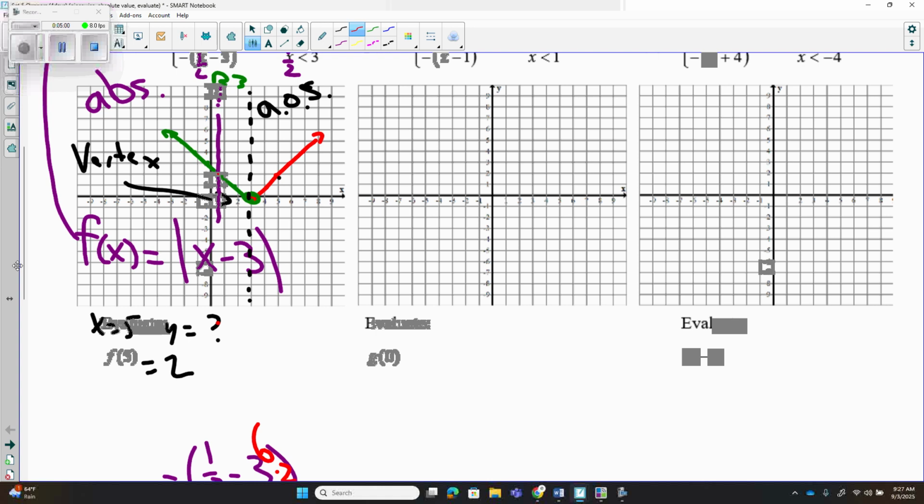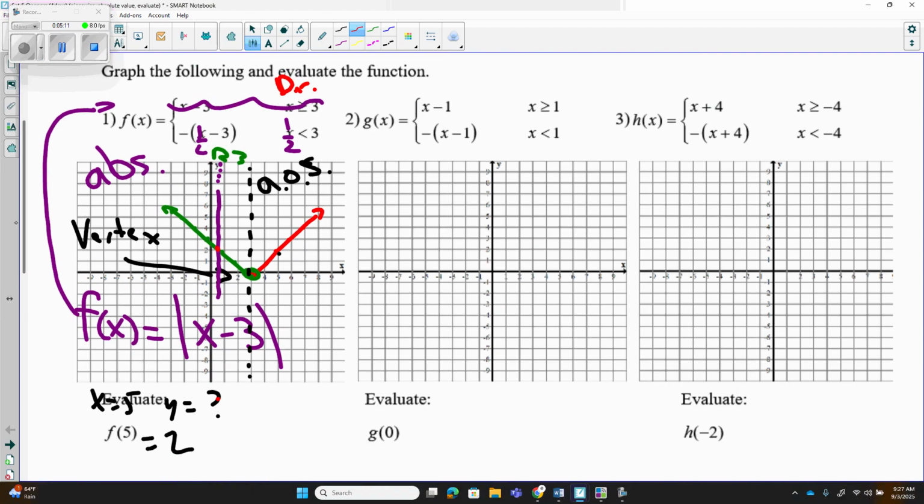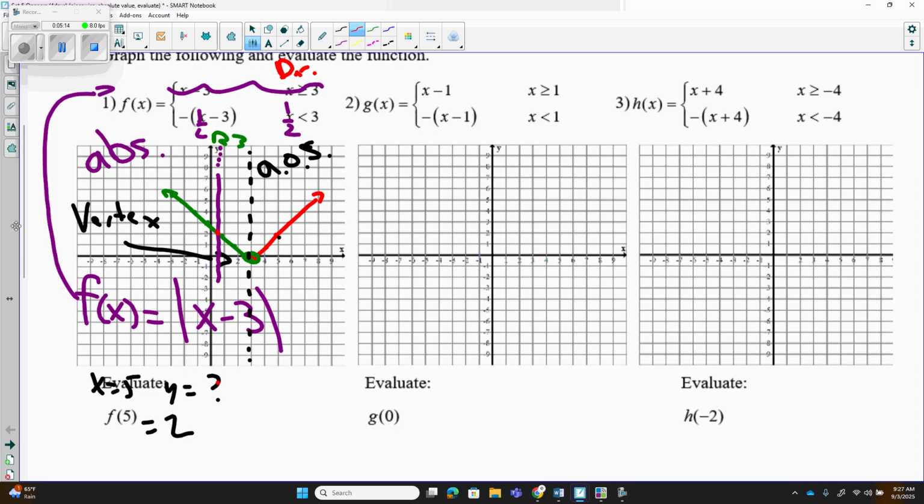It's not exact. See, my graph is not exact. I would say, oh, it's at 2. I got it wrong. Okay, it is at 5/2. So when you deal with fractions, you're going to actually have to do it algebraically. Okay? Go ahead and attempt number 2 and 3 there.